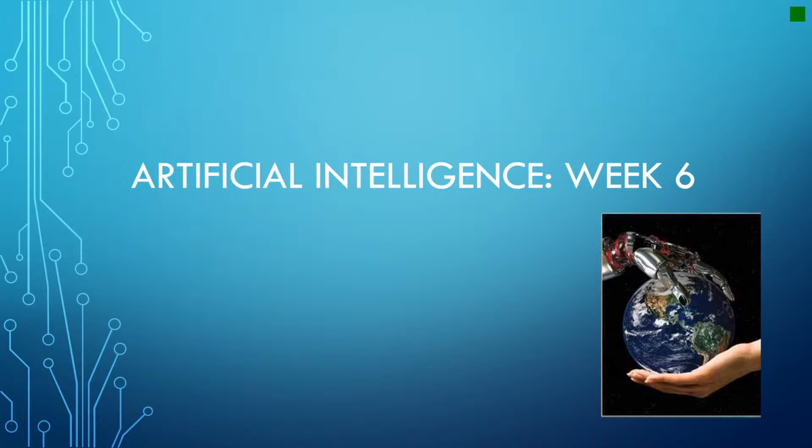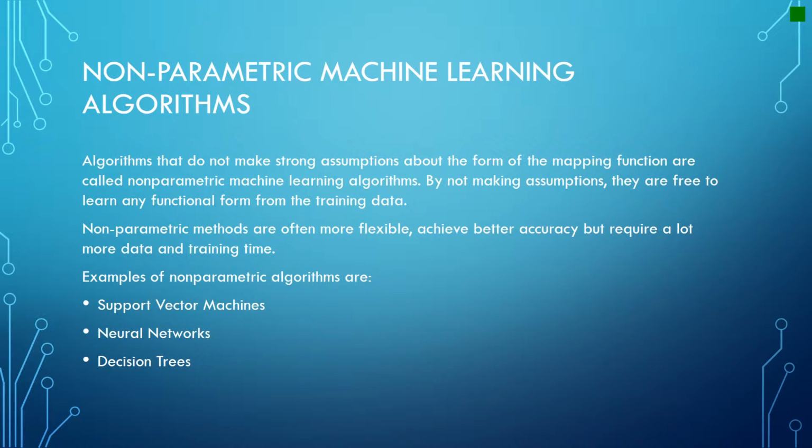This week we will be learning about non-parametric machine learning algorithms, and we will focus on one frequently used algorithm, the decision tree. Algorithms that do not make strong assumptions about the form of the mapping function are called non-parametric machine learning algorithms. By not making assumptions, they are free to learn any functional form from the training data. Non-parametric methods are often more flexible and achieve better accuracy, but require a lot more data and training time. Some examples of non-parametric algorithms are support vector machines, neural networks, and decision trees.